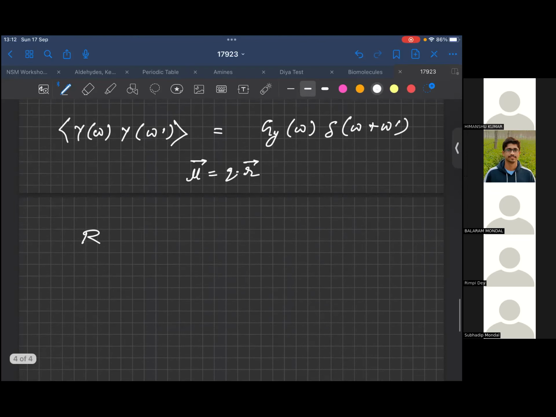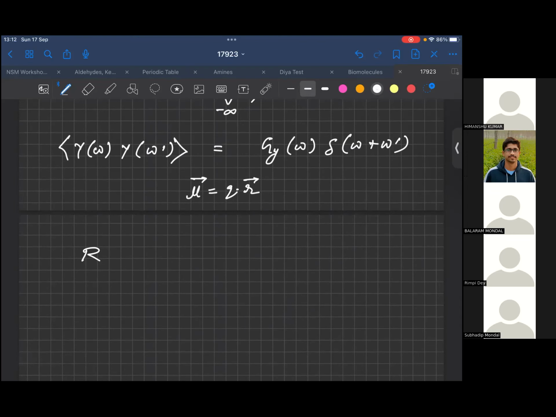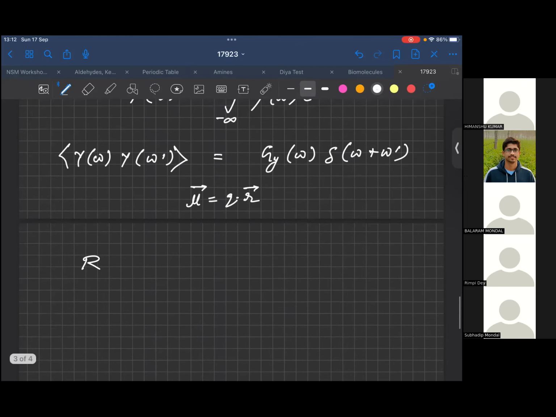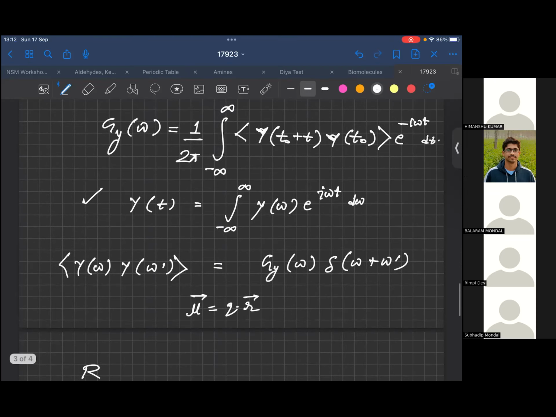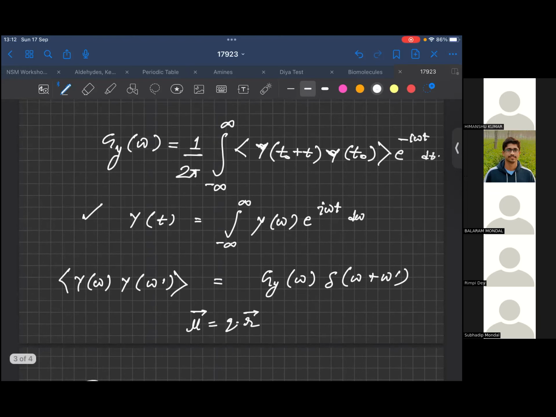If you put that expression of y(t) back into that expression, g(t), then you get the double Fourier transformation. That means g(omega) can be calculated from y(omega) itself using this double Fourier transform. That is one theorem.